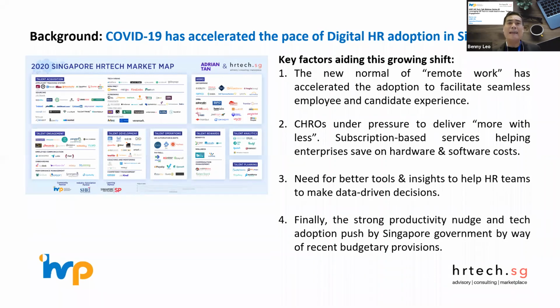Today, like yourself, I'm going to learn a little bit more about the tools that are going to help us. And finally, productivity. Everybody is talking about productivity. So again, how is HR tech going to help us?